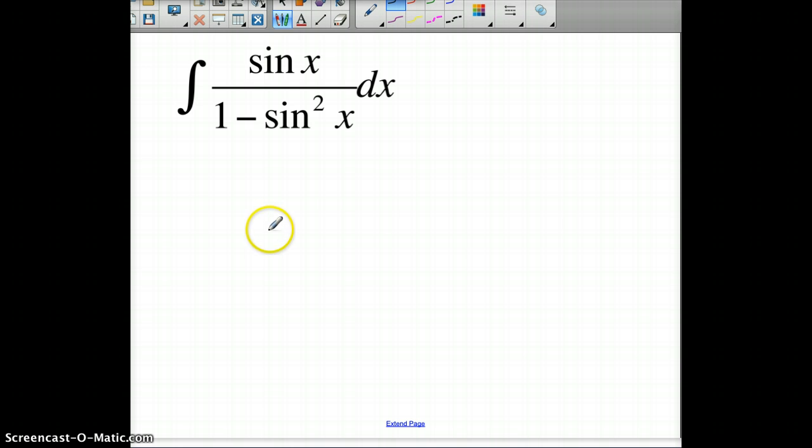Let's talk about integrating things that aren't exactly in the form that we can integrate. We don't know a quotient rule for integrating yet. So now we have to rewrite everything in terms of some kind of non-quotient. So let's rewrite this 1 minus sine squared x as cosine squared x. Because 1 minus sine squared is cosine squared.